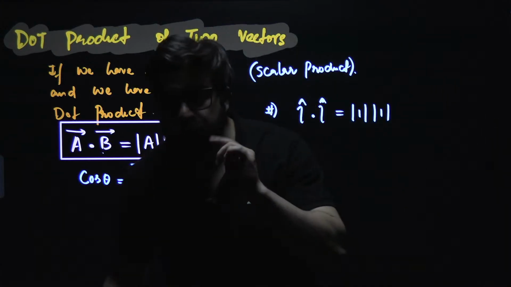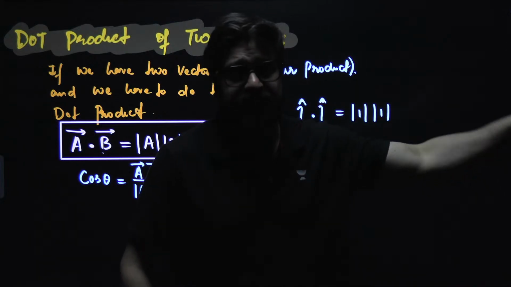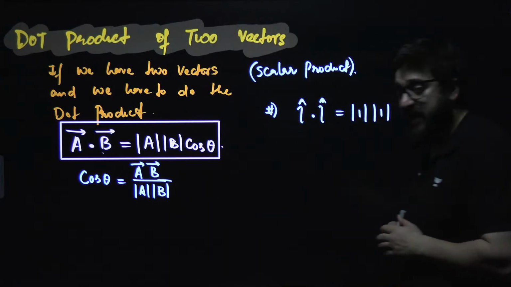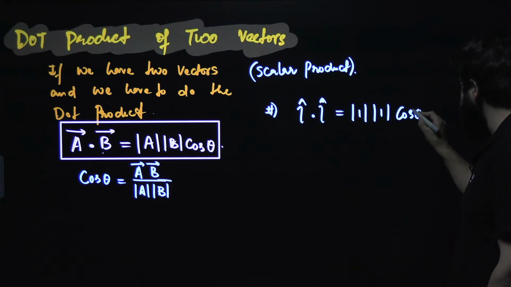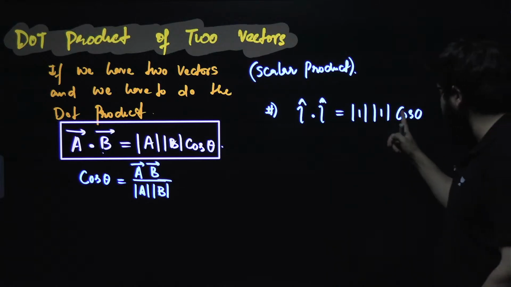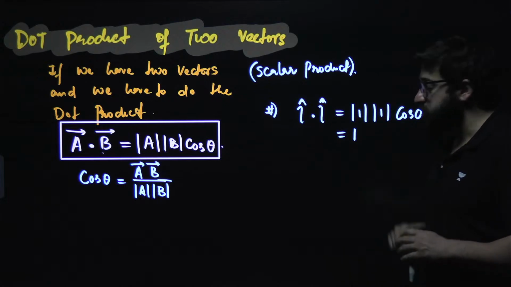I is that unit vector which is along the x-axis. So both these vectors are along the x-axis. So how much is the angle between the two? We say, sir, 0. So we say cos of 0, and cos 0 is 1. 1 into 1 into 1, so it will come out to be 1. So I dot I is 1.